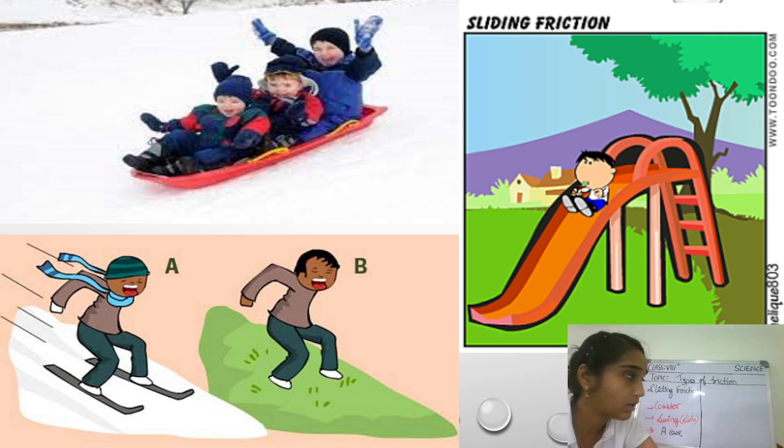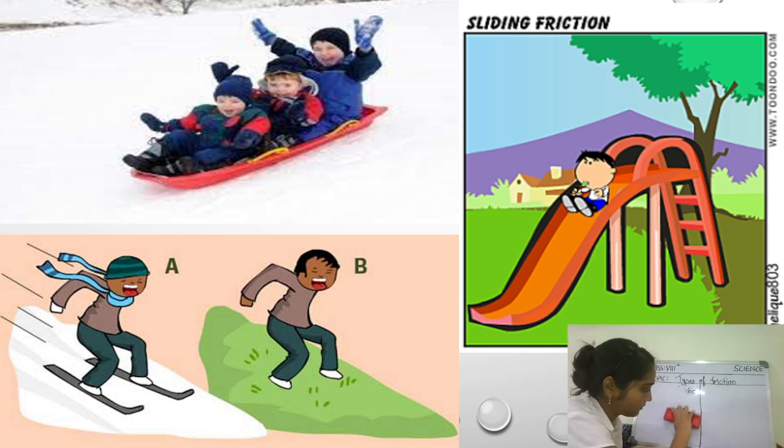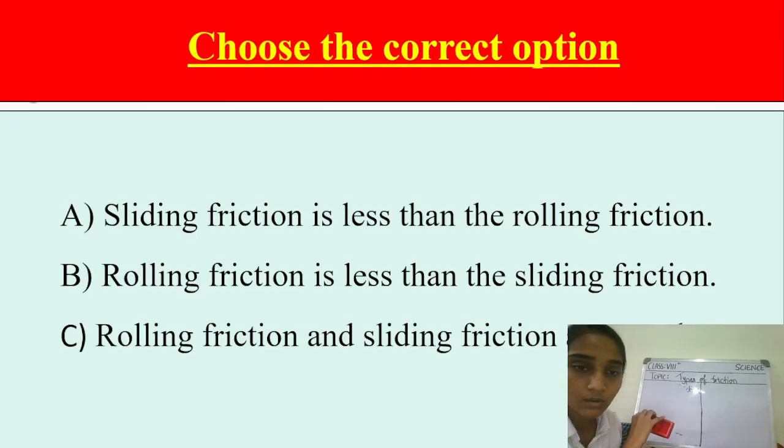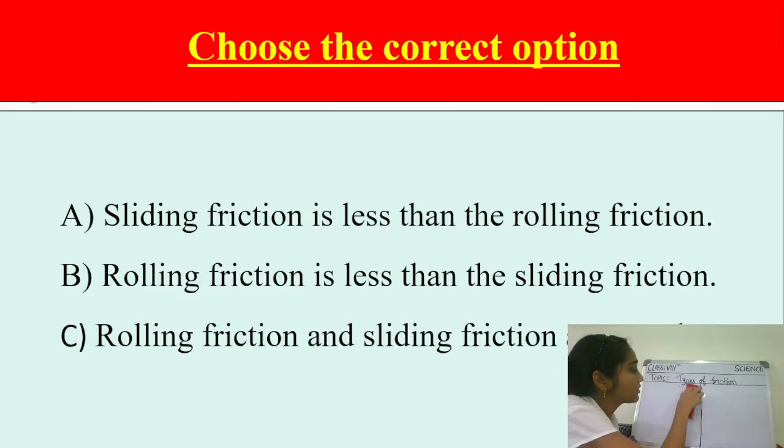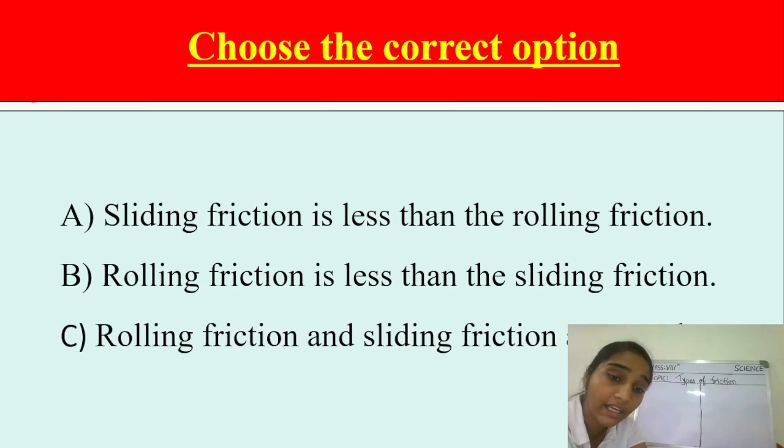Very good, students. Now let's proceed ahead. It's your turn to answer, students. Choose the correct option. Read the statements. The first says the sliding friction is less than the rolling friction, or the rolling friction is less than the sliding friction, or rolling and sliding are equal. What do you think?